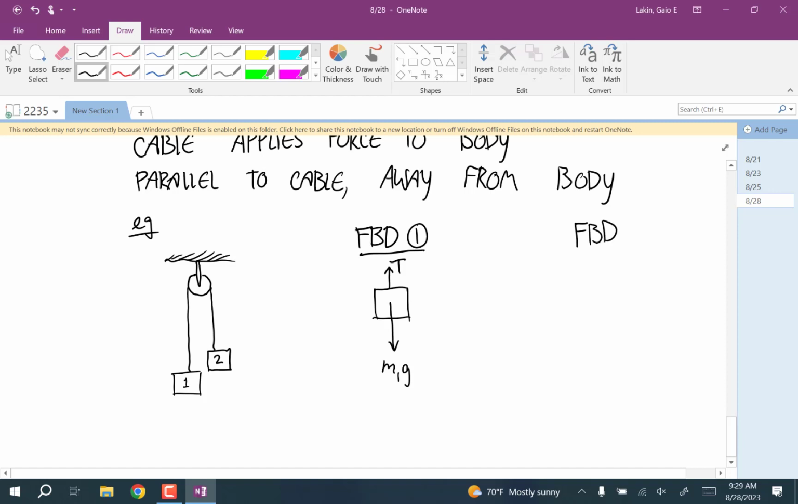And for body 2, weight force acts down, so I'll call that M2G. The cable force is parallel to the cable, away from the body, so it's up here too. And then, if it's the same cable, and it goes through nothing except pulleys, then this force is the same as the other force. Every cable force applied by the same cable is the same as long as pulleys are the only thing it contacts in between. Okay. Any questions about that? You've done all this stuff before.